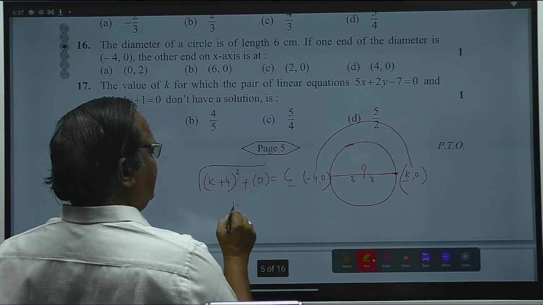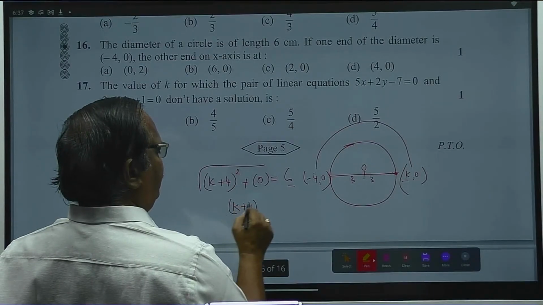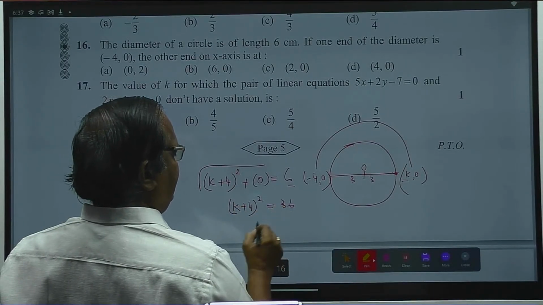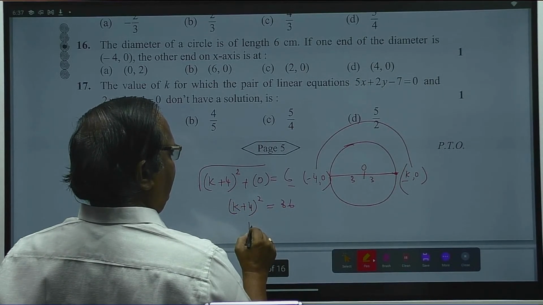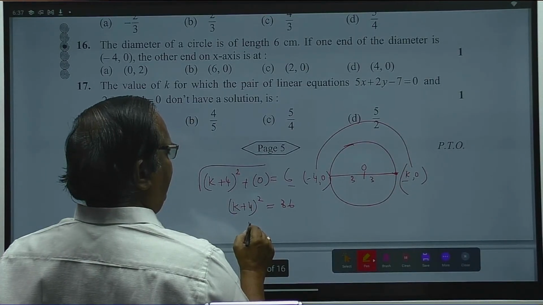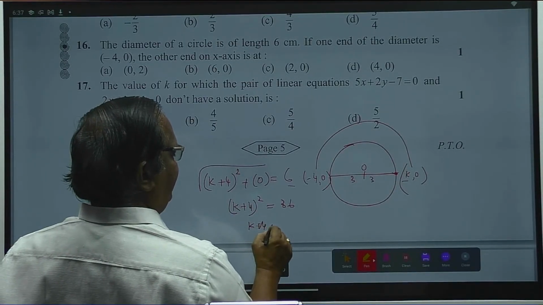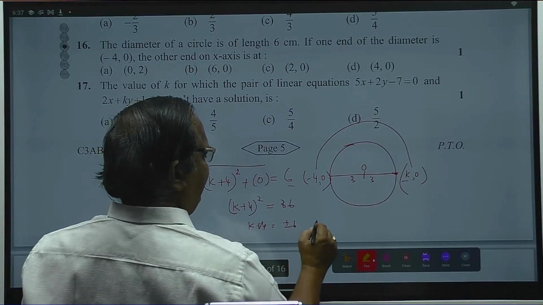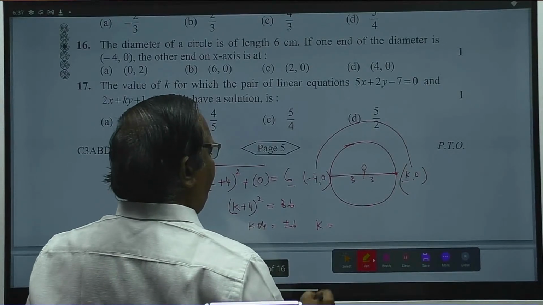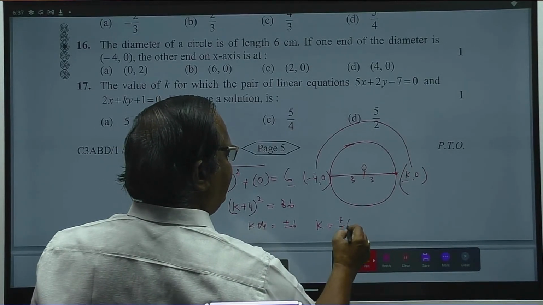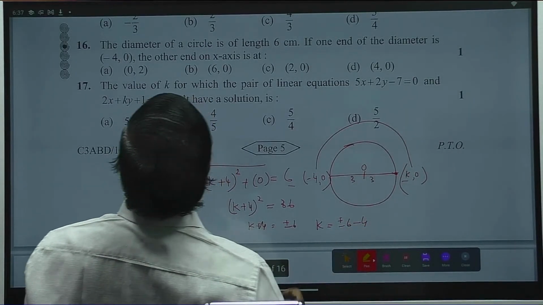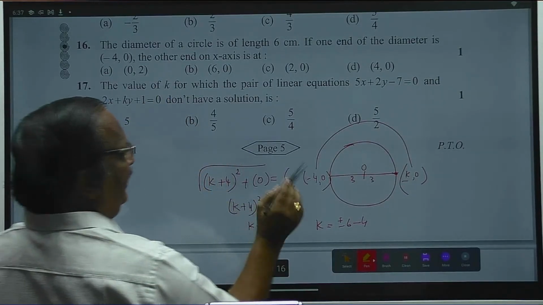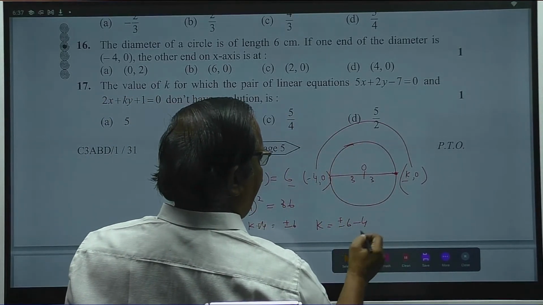So square on both sides, k plus 4 whole square is equal to 36. Okay. So then k plus 4 is equal to square root of 36, plus or minus 6. K is equal to plus or minus 6 minus 4. So here only one value is given, so 6 minus 4.